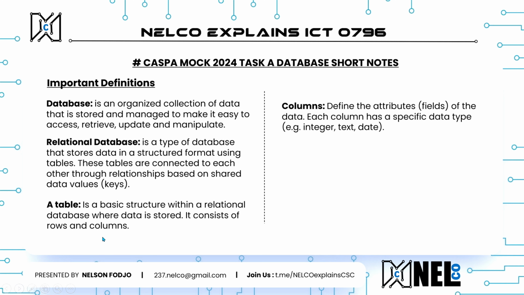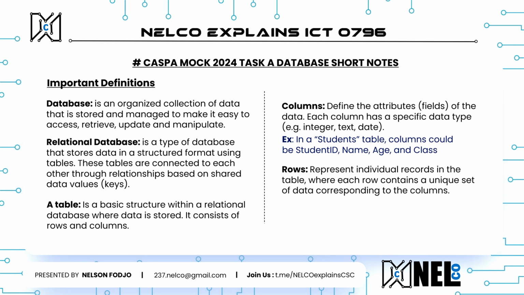Let's look at the rows and columns. The column is simply the attributes or the fields. Another name for column is field of the data. Each column has a specific data type, which may be an integer, text, or date. Let's look at an example. In a student's table, columns could be student ID, name, age, and class.